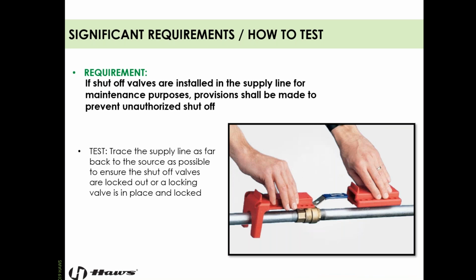Now, if shutoff valves are installed in the supply line, provisions have to be made to prevent unauthorized shutoff, right? Think of, like you see here in the photo, lockout, tagout devices. They're not just for keeping things from working. They're also used for locking open valves that need to be locked open and prevent shutting off. So trace your supply line back, make sure the valve is open, and lock it open. So we can't just have employees walking by and shutting them off. That would create a very dangerous situation, right?